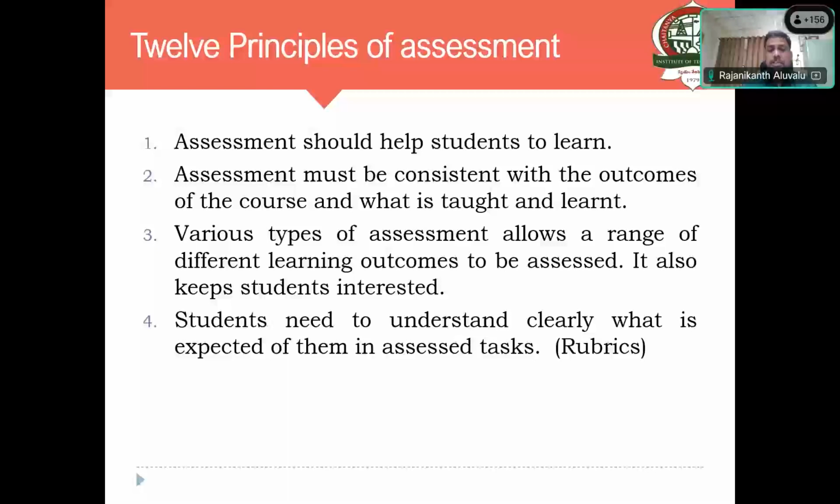The third principle is that various types of assessment allow a range of different learning outcomes to be assessed. It also keeps the students interested, as I already mentioned. This is a principle: never always use the same kind of assessment, as that makes people bored.